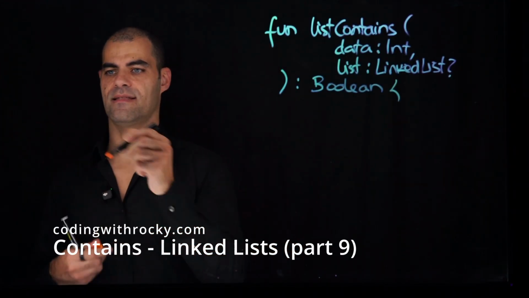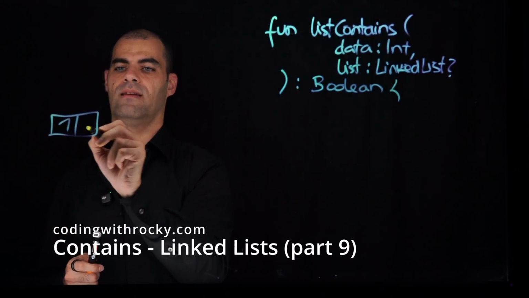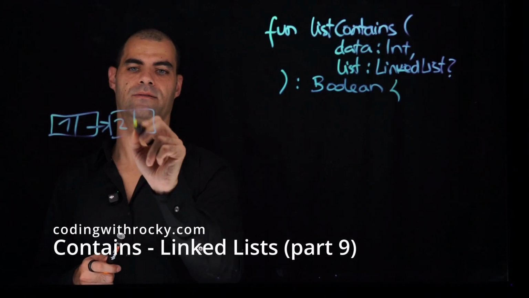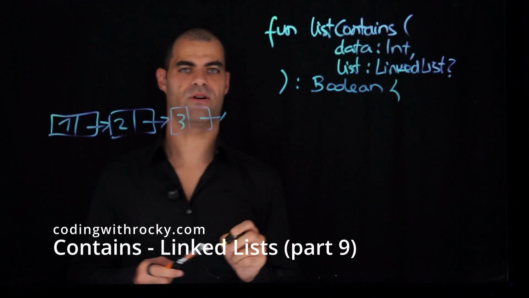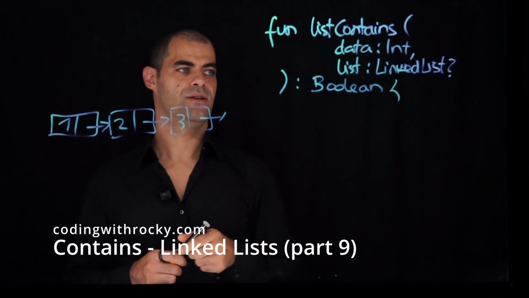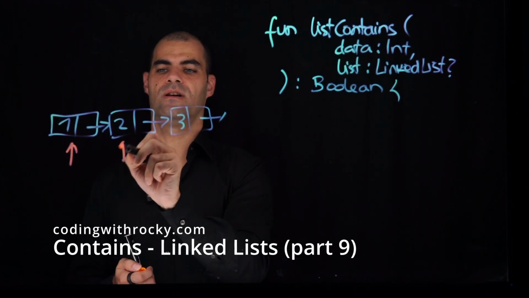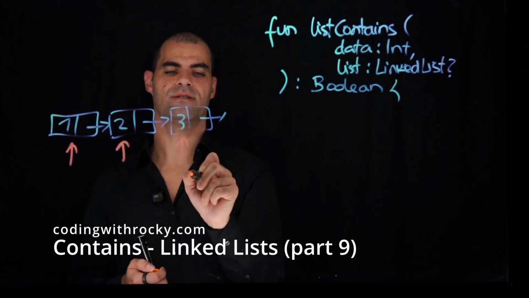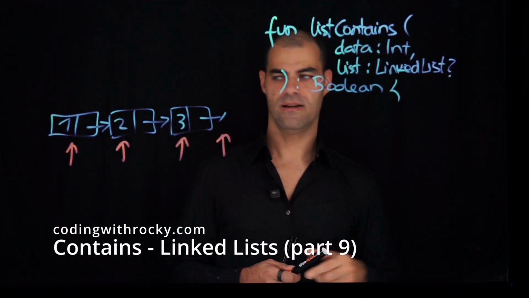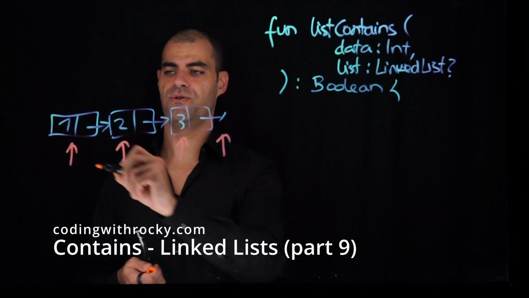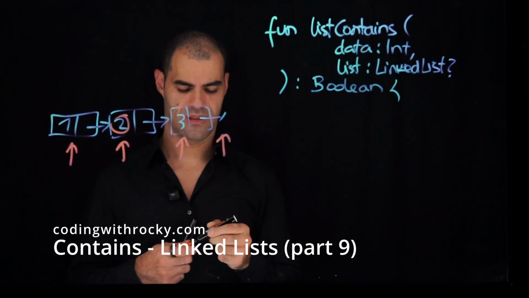So if our list is like this, one, two, three, we want to verify if the number 4 is here. We go here, it's not here, we move, it's not here, we move, it's not here, we move, we reach the end, so it means that it's not there. And of course, if we want to search for number 2, we check here, it's not, we move, we check here, it's here, so the item is there.